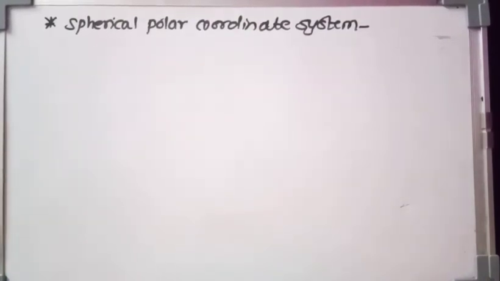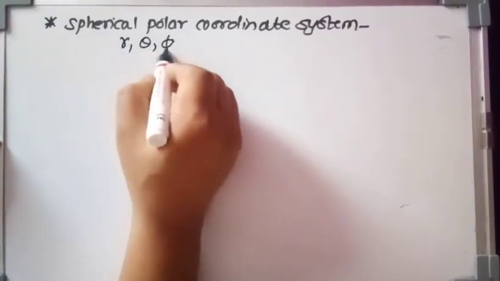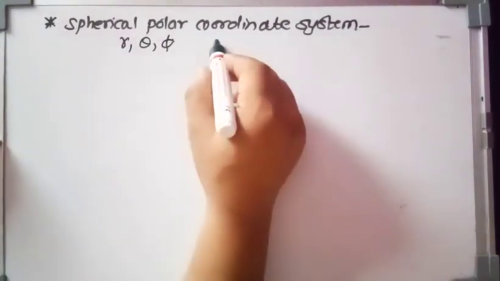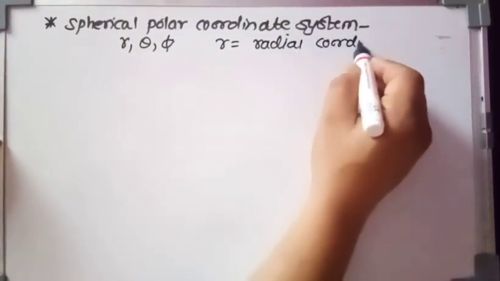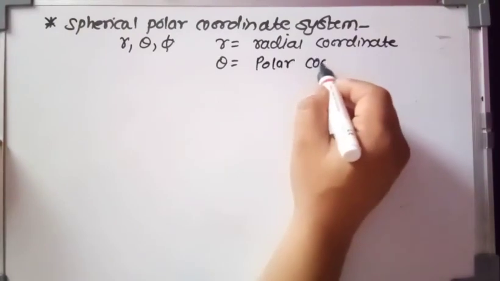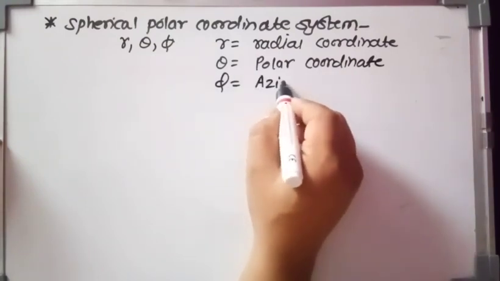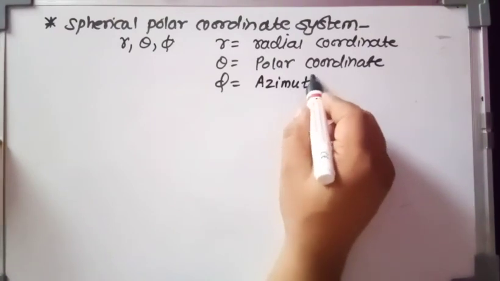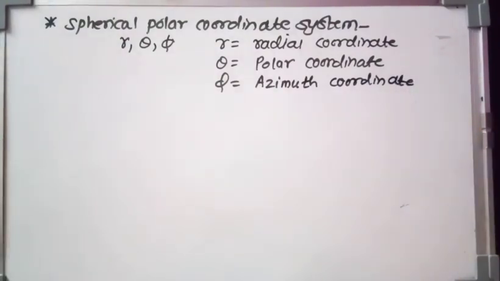In spherical polar coordinate system, the position of point P is fixed by using three coordinates, which are r, theta and phi, where r is known as radial coordinate, theta is known as polar coordinate, phi is called as azimuthal coordinate.